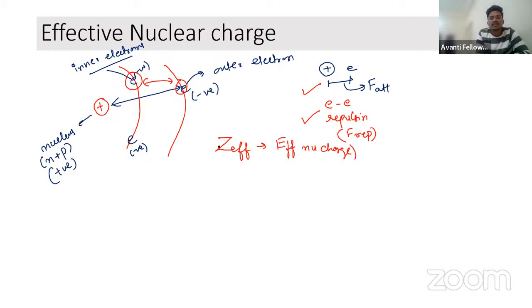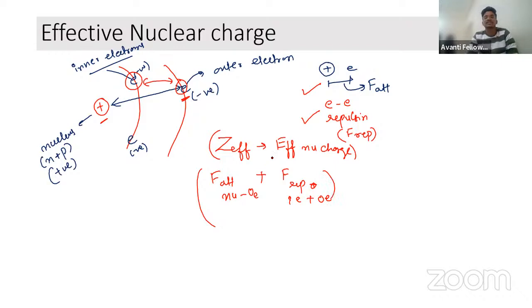What is the meaning of effective nuclear charge? It is the combination of both the force of attraction between the nucleus and the outer electron, plus the force of repulsion between the inner electrons and the outer electron. I hope you guys understand. The combination of both is given as Z effective. So this is simply called effective nuclear charge.